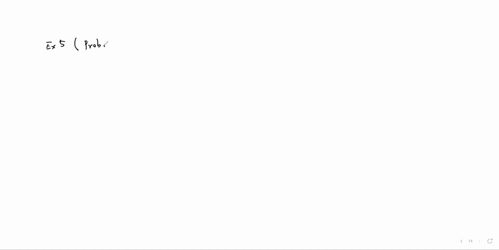Problem 22, Section 1.3. Construct a 3 by 3 matrix A with non-zero entries. All the entries are non-zero.